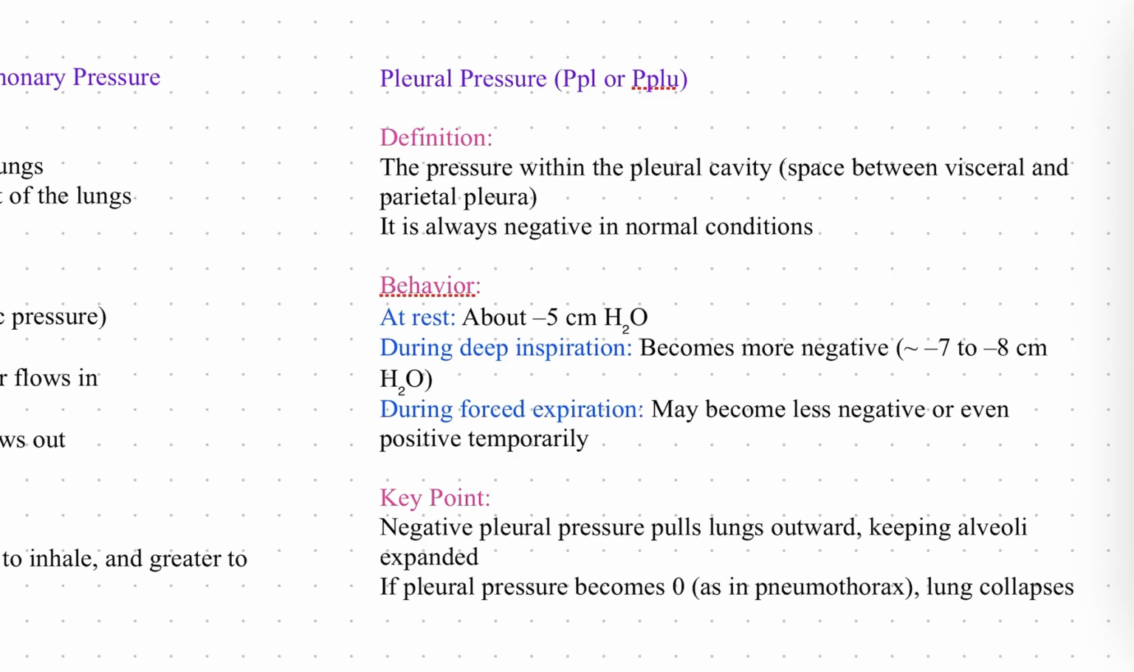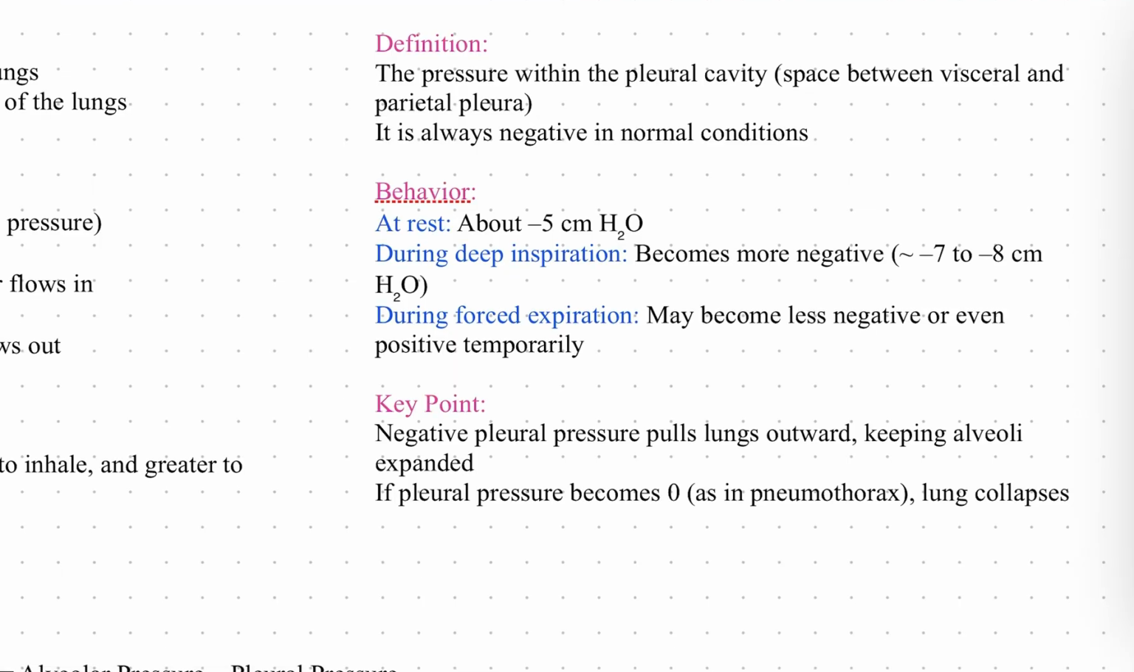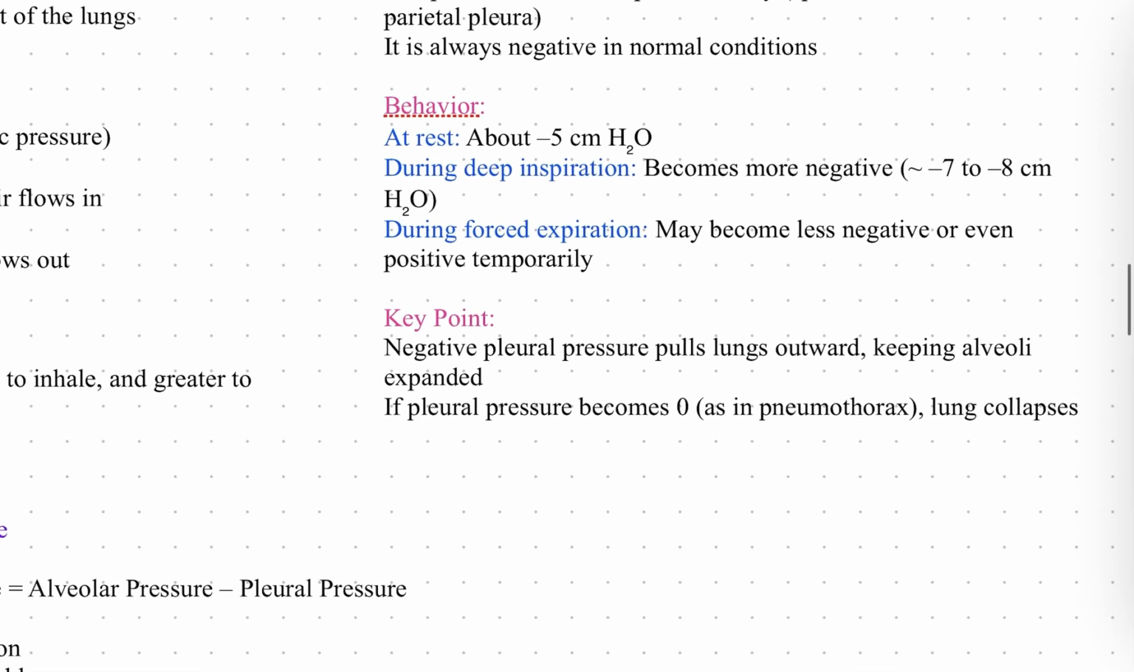Next pressure is the pleural pressure. The pressure within the pleural cavity, that is between the visceral pleura and the parietal pleura, is called pleural pressure. It is always negative in normal conditions. At rest it is minus 5 centimeters of water, and during inspiration it will become more negative, that is minus 7 to minus 8 centimeters of water. During forced expiration it becomes less negative or even positive temporarily.